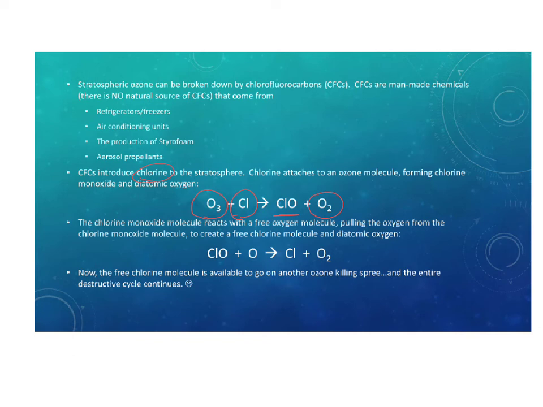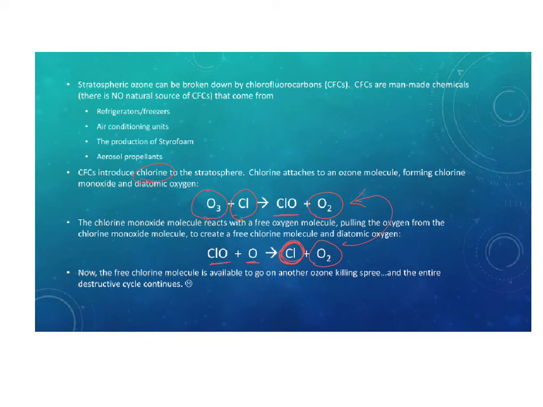The chlorine monoxide then reacts with a free oxygen radical, and it pulls the oxygen from the chlorine monoxide molecule to create another free chlorine plus a diatomic oxygen molecule. Okay, so again, you can see that there's no formation of ozone here, but now we have that chlorine, which is free again. This is problematic because that chlorine molecule that's free can now go back to step one and yank another oxygen molecule off of ozone.